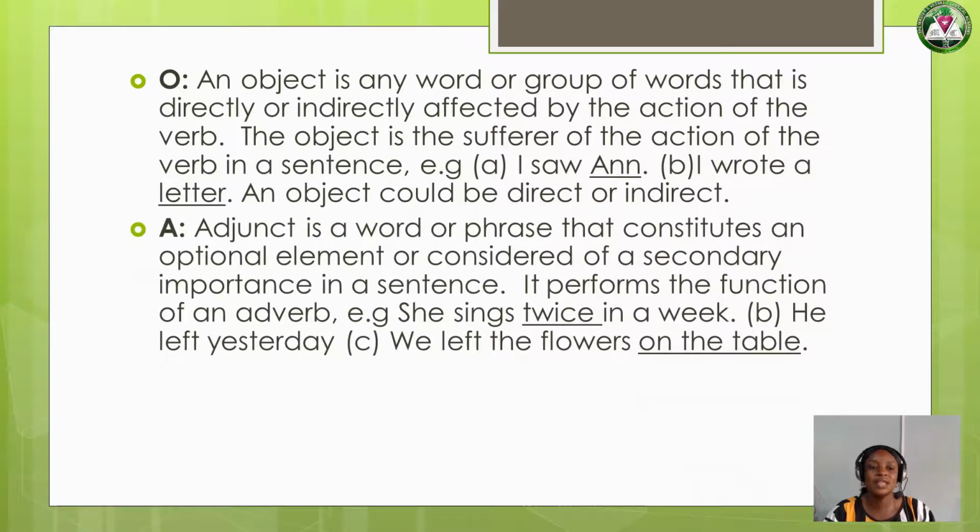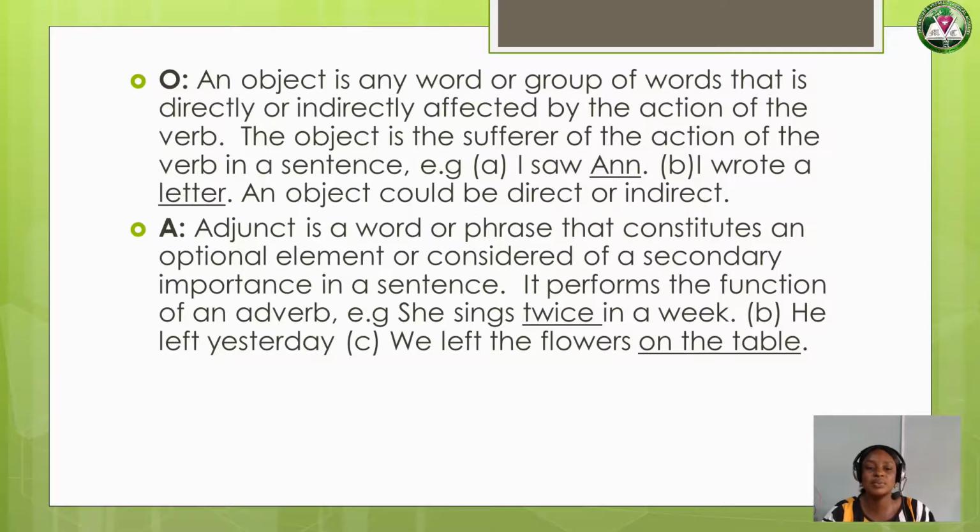Okay. Adjuncts, or adverbials. Remember I said we'll be using them interchangeably. So an adjunct performs the role of an adjective or an adverb. It's also a word or phrase that constitutes an optional element or is considered of secondary importance in a sentence. Like I said, an adjunct is optional. You can have a good sentence without an adjunct in it. It performs the function of an adverb, like I said earlier.